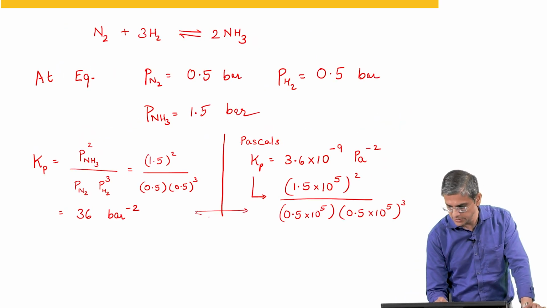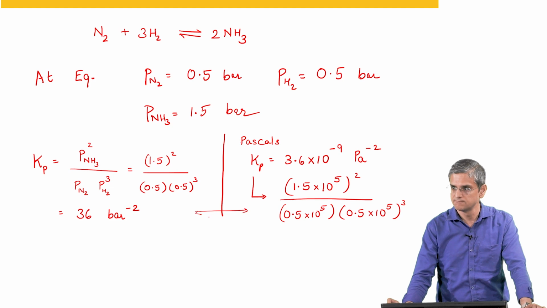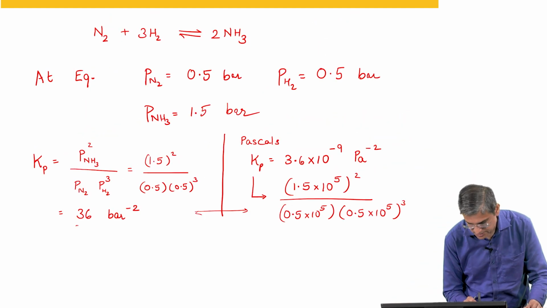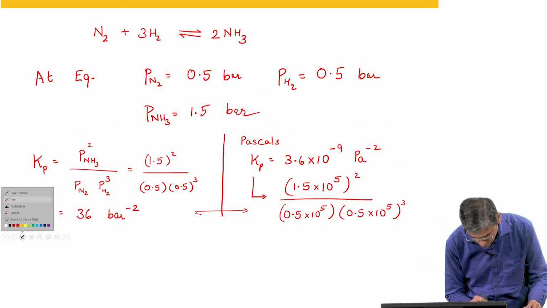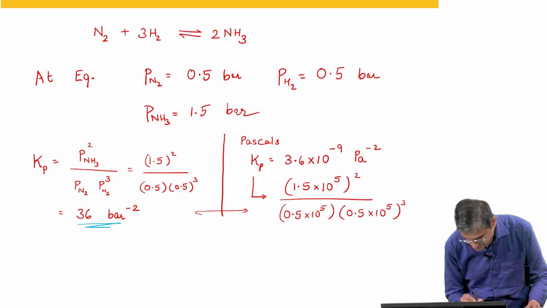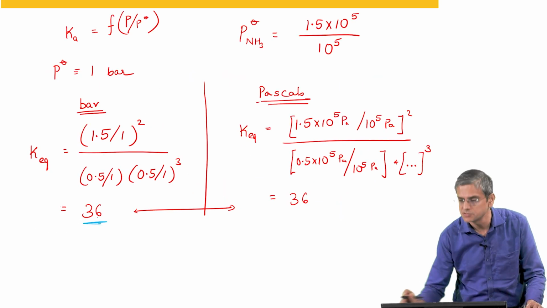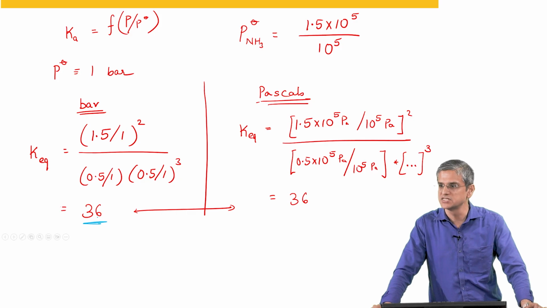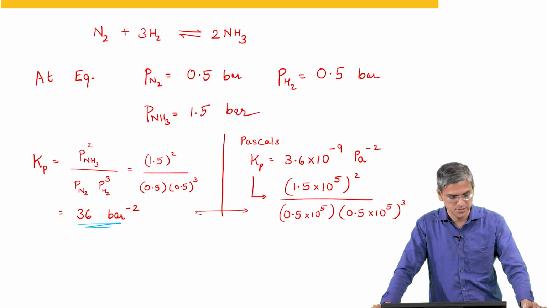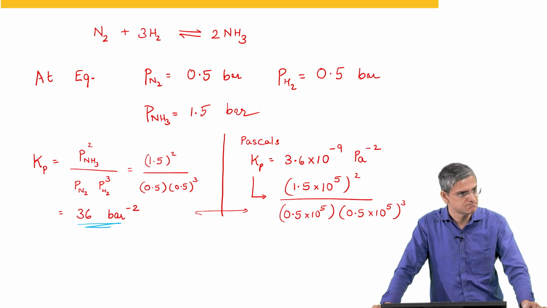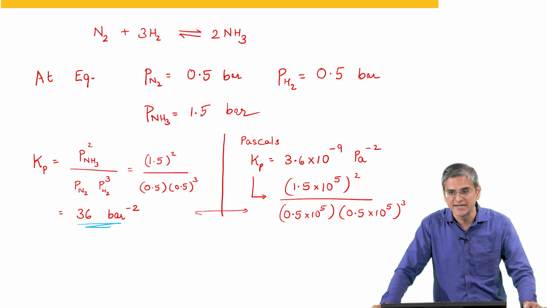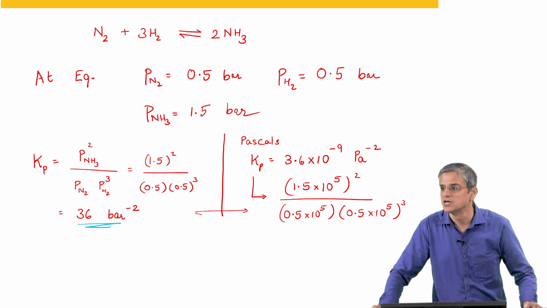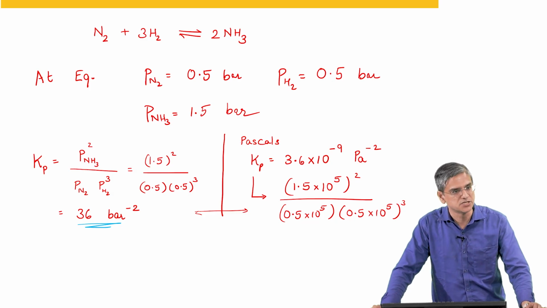See this value and this value, they are the same. This value and this value, they are different. Compare this value and this value. Are the numbers the same? Yes, but is Kp equal to K equilibrium? No, why not? Because K equilibrium is dimensionless, Kp is not dimensionless.